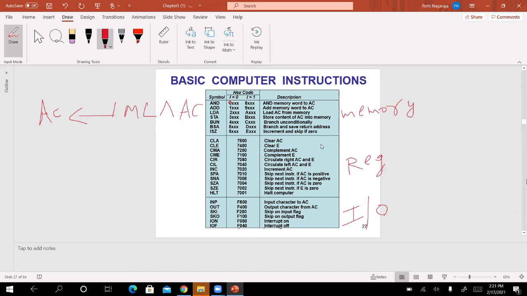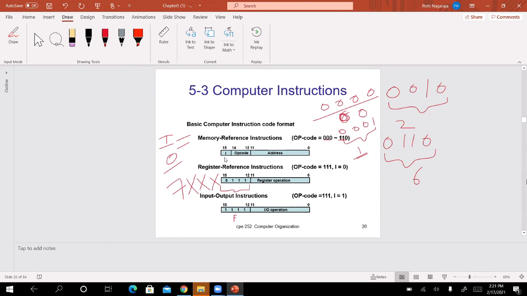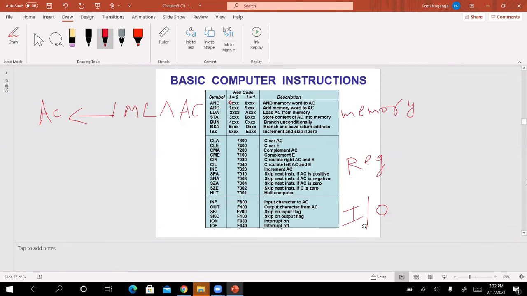So this is also the same operation, that is AND memory word to accumulator. But it is indirect addressing mode. The only change is that it is indirect. And when does 9 triple X come? When I is 1 and opcode is 001. So 1001 means what? It is 9. So 9 means add memory word to accumulator. Okay.